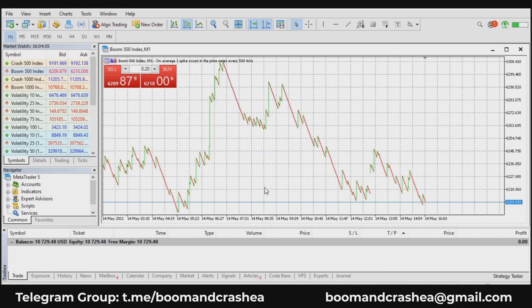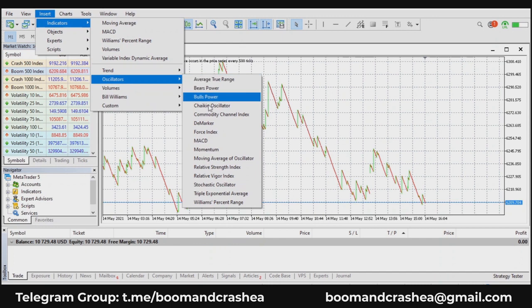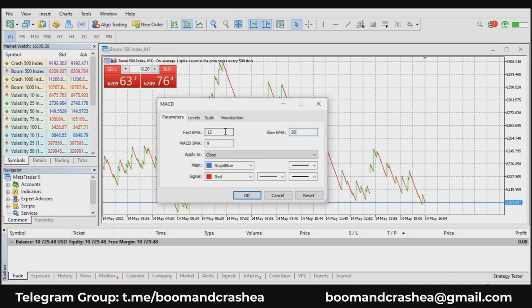One of the very indicators I showed you in my previous video, the 5 best indicators for trading boom and crash, is the MACD indicator. The MACD indicator is one among the very few indicators that tends to tell you the future. So we will simply go to insert indicators, MACD, which is an oscillator. We maintain 12, 26 and 9.